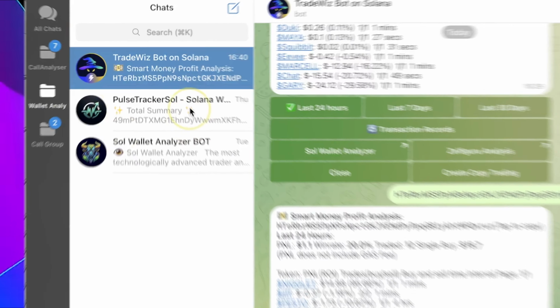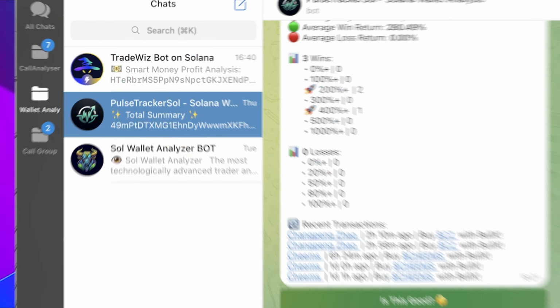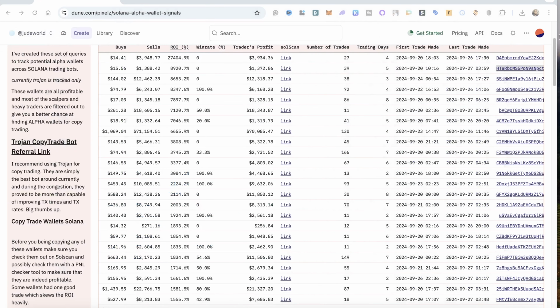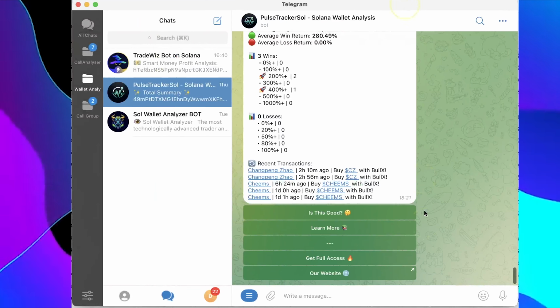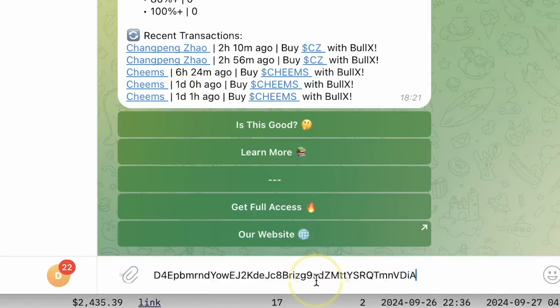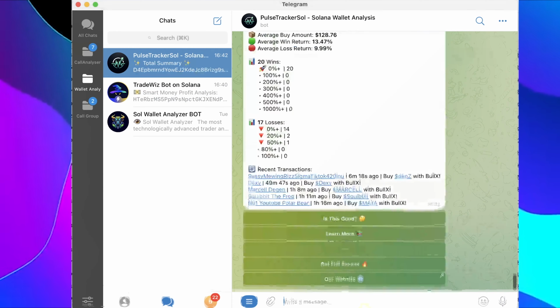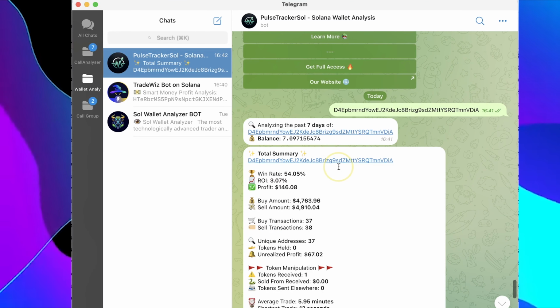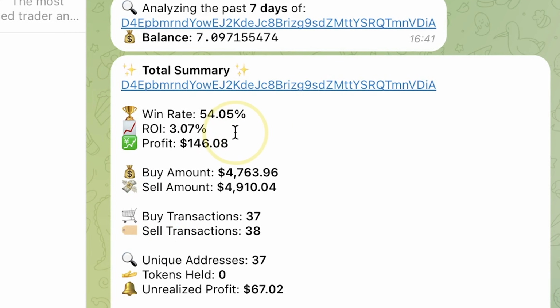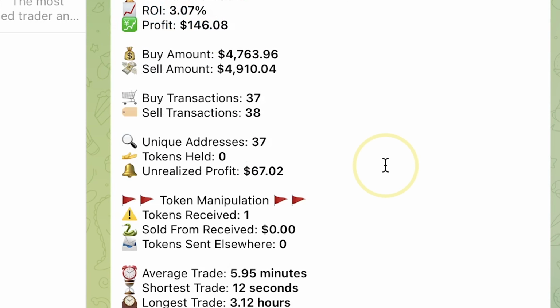And when I find a wallet that I like, I do further analysis on that wallet. I do that by going to Pulse Tracker Sol. For example, the very first wallet that we analyzed, I'm going to copy it and paste it into Pulse Tracker Sol bot. What it does is that it analyzes it differently. Win rate 54%, return on investment is 3%, profit is $146. Buy and sell. So this actually gives me a better insight into how that wallet has performed.